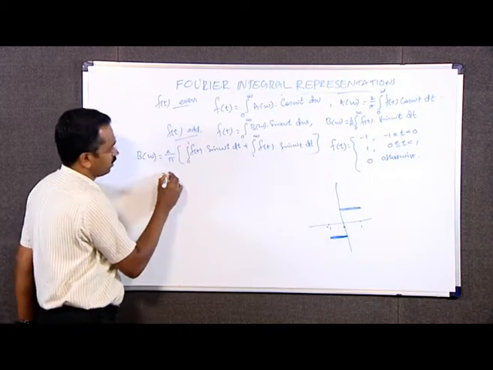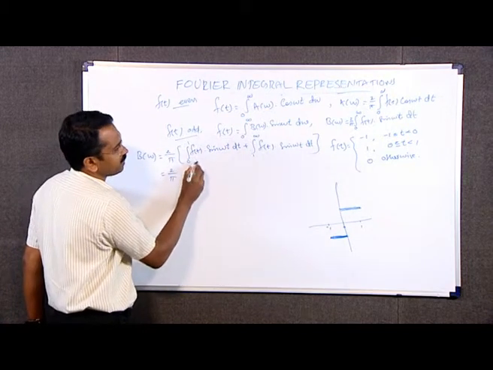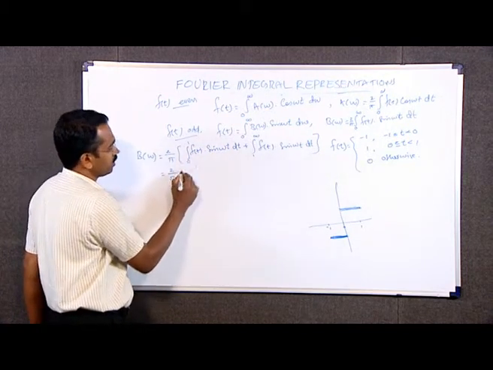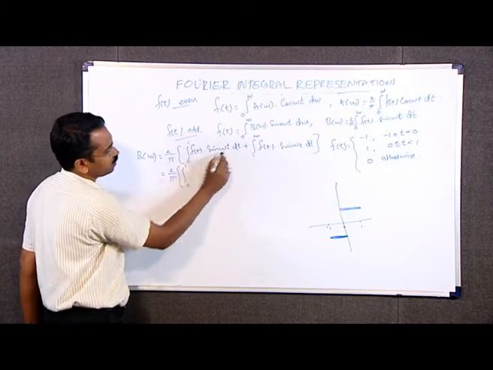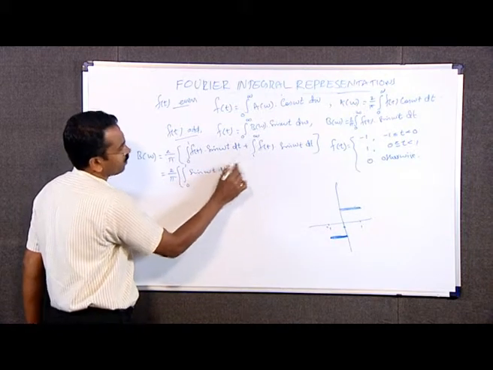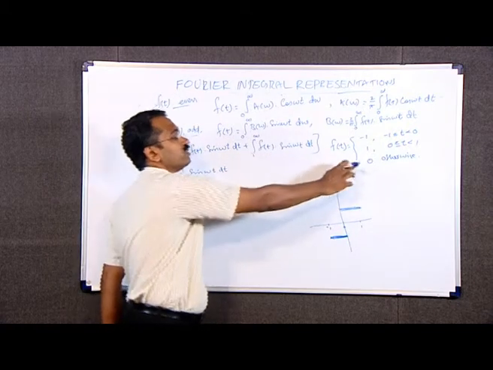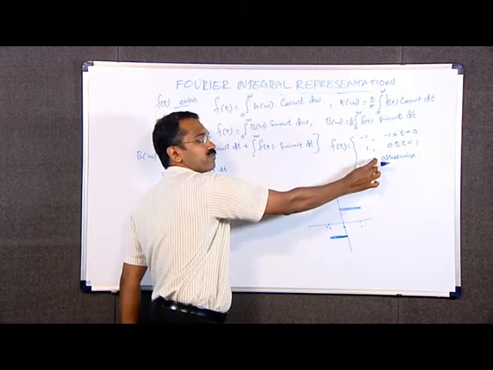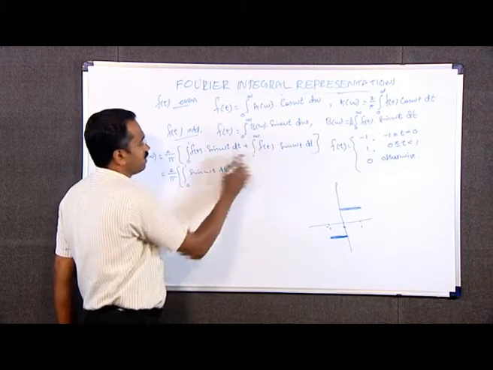That is equal to 2 by pi into, in this case the function is defined as 1, integral from 0 to 1 of 1 into sin omega t dt. Here t varies from 1 to infinity, where the function is 0. Therefore, the value of this integral is 0.